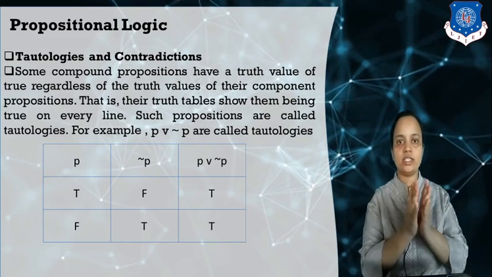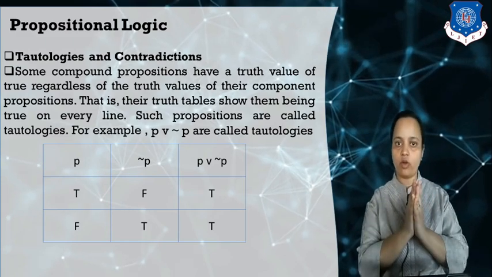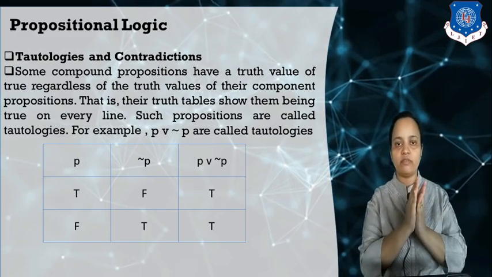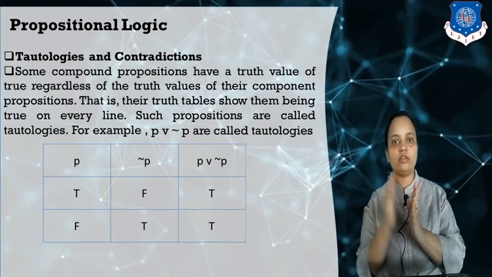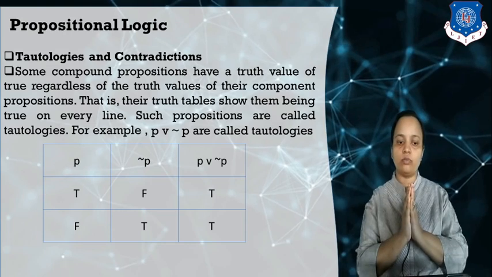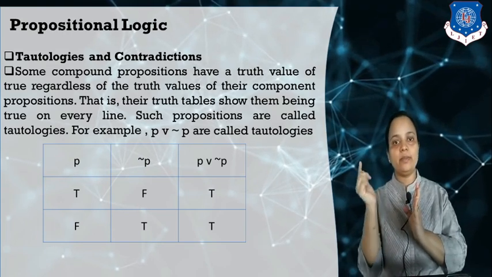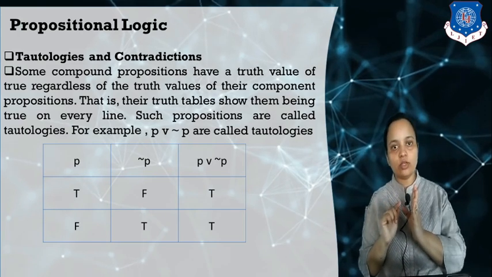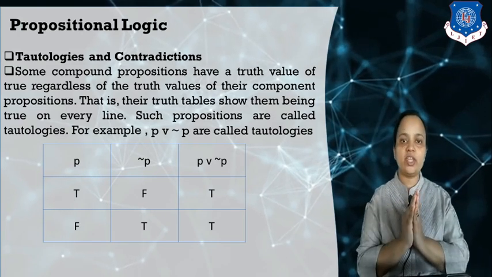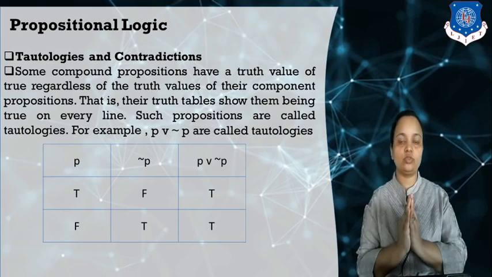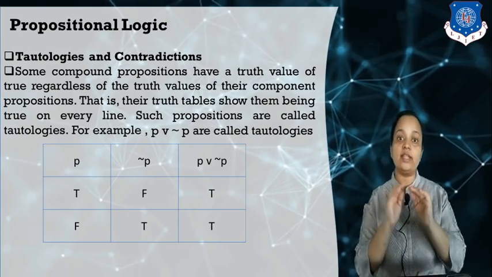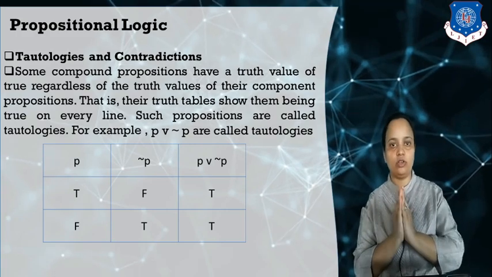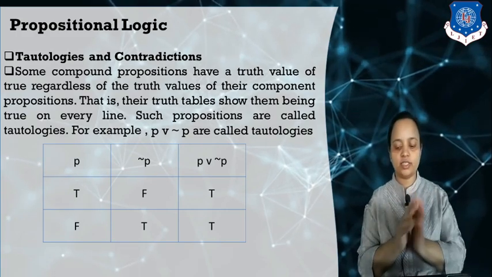Now, if we combine these two propositions by using the OR operator, one of them is always true. That's why P or complement of P is always true. So this expression always contains a true value, and that's why it is called a tautology. A tautology means every line contains the truth value true. The opposite of tautology is contradiction.